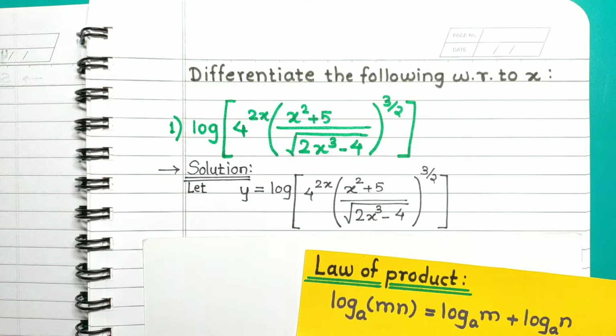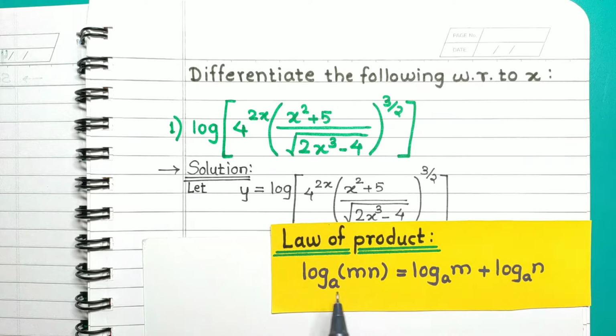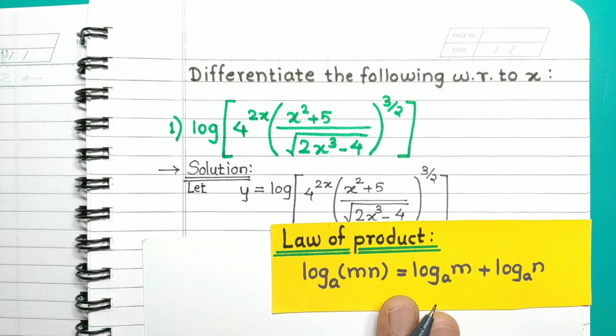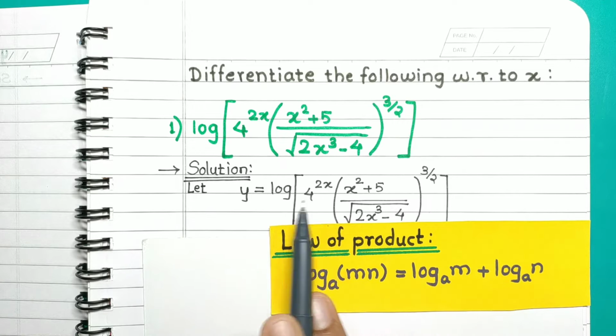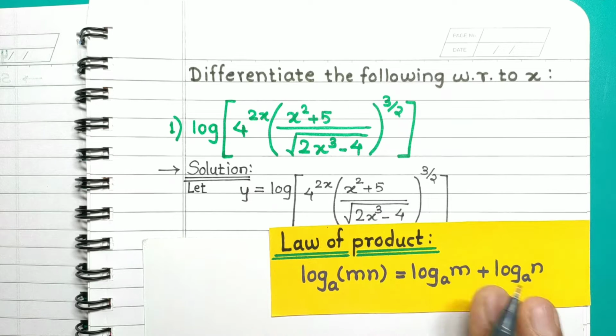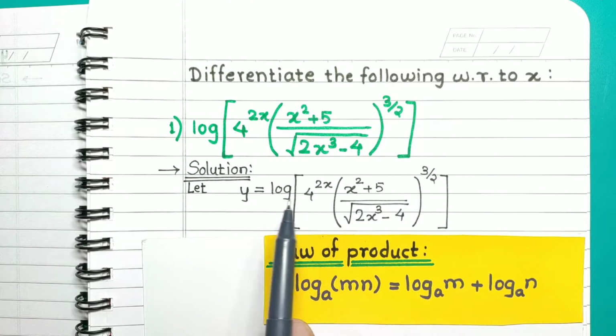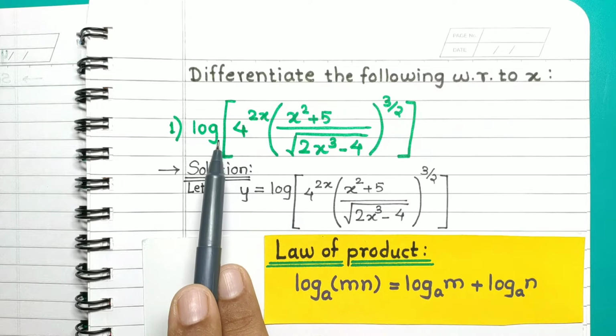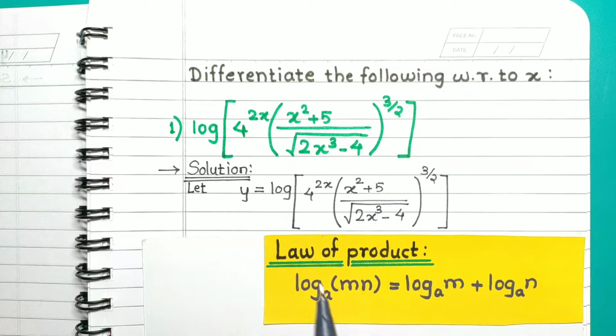For logarithms, we have the law of product like this: log of mn, that means this product m into n, we can write as log of m plus log of n to the same base. This law is useful for us to simplify this function. Students, here the base is not written, so we are going to consider it as base e.